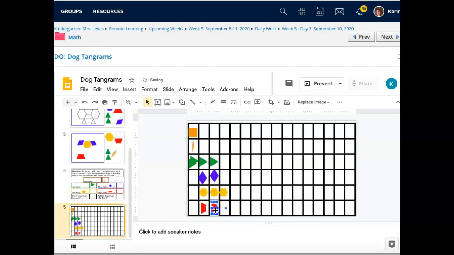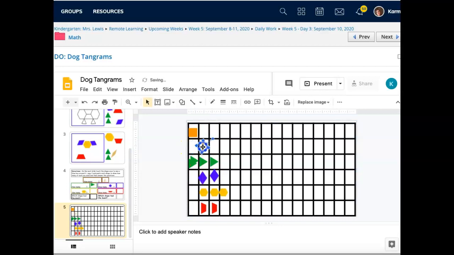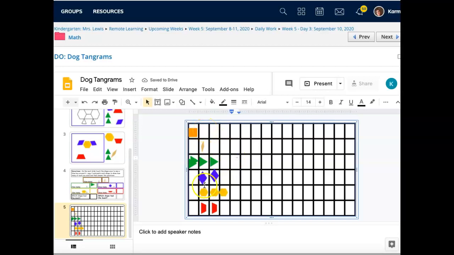One, two. Now, which shape had the most? Looks like the hexagon. One, two, three. Which had the least? Well, we know that squares did because we didn't have any. We did have one of these. So let's see. Squares are the least. Hexagons are the most. There are three shapes with equal amounts. Looks like the triangle, the rhombus, and the trapezoid.